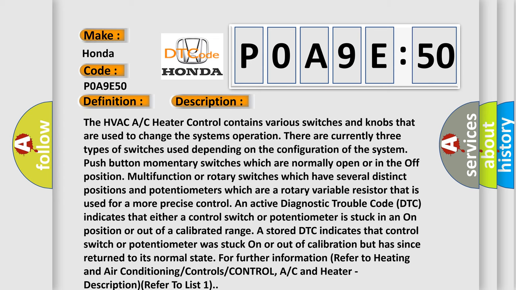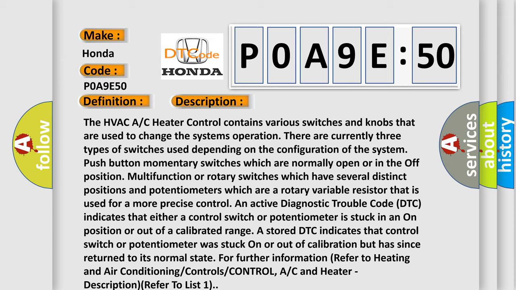The HVAC/AC heater control contains various switches and knobs that are used to change the system's operation. There are currently three types of switches used depending on the configuration of the system: push button momentary switches, which are normally open or in the off position, multifunction or rotary switches, which have several distinct positions, and potentiometers, which are a rotary variable resistor that is used for a more precise control.